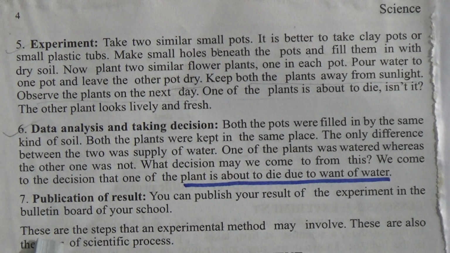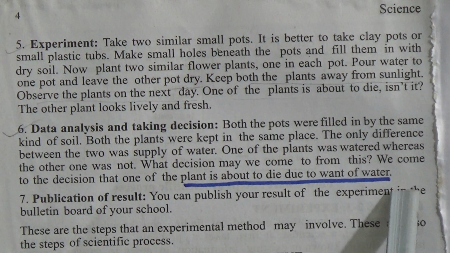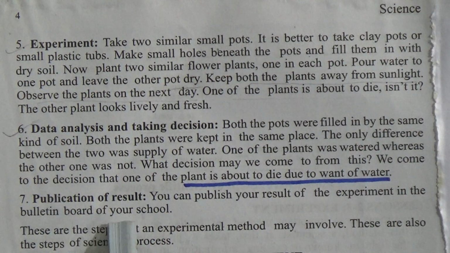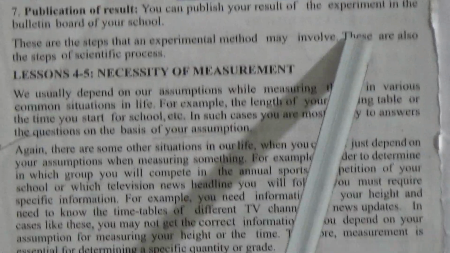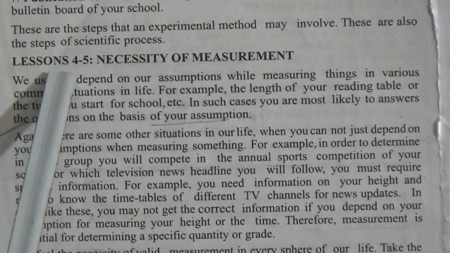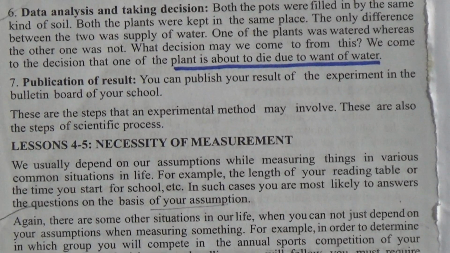Now the last point, publication of result. You can publish the result of your experiment on the bulletin board of your school. These are the steps that an experimental method may involve. These are also the steps of the scientific process.